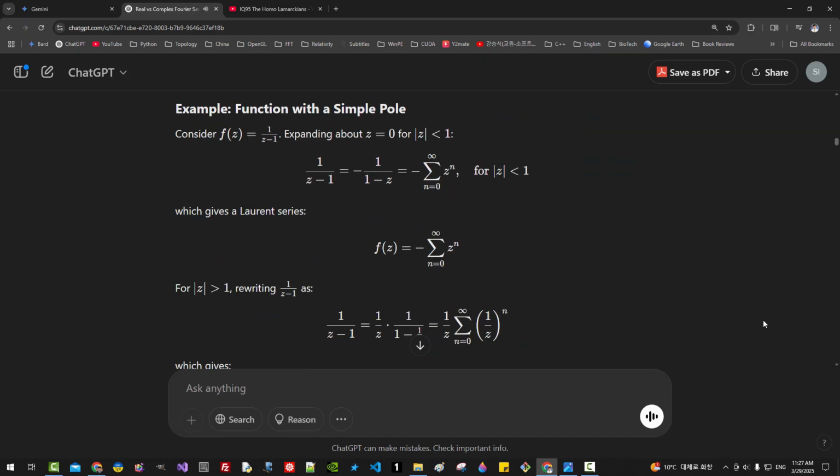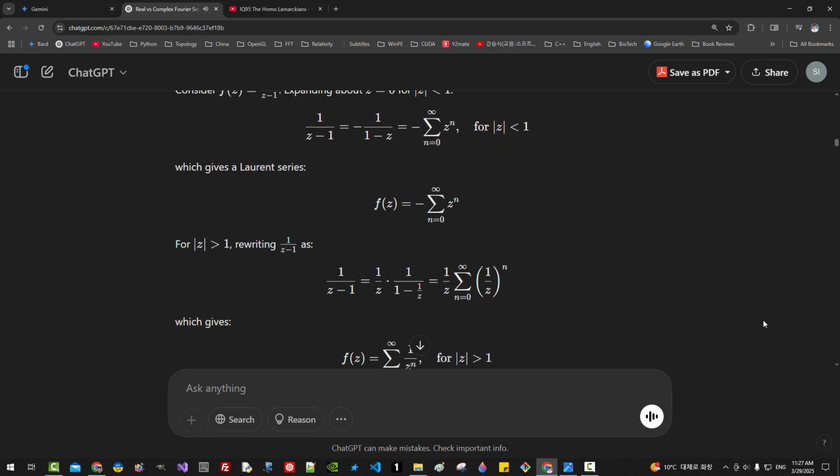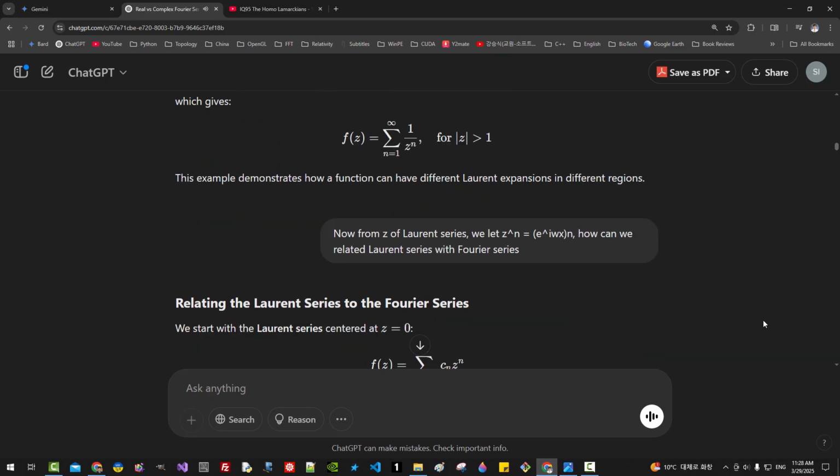Example, function with a simple pole. Consider f(z) = 1/(z - 1). Expanding about z = 0 for |z| < 1, 1/(z - 1) = -1/(1 - z) = -sum over n from 0 to ∞ of z^n, for |z| < 1, which gives a Laurent series f(z) = -sum over n from 0 to ∞ of z^n. For |z| > 1, rewriting 1/(z - 1) = (1/z)/(1 - 1/z) = (1/z) sum over n from 0 to ∞ of (1/z)^n, which gives f(z) = sum over n from 0 to ∞ of (1/z)^{n+1}. This example demonstrates how a function can have different Laurent expansions in different regions.